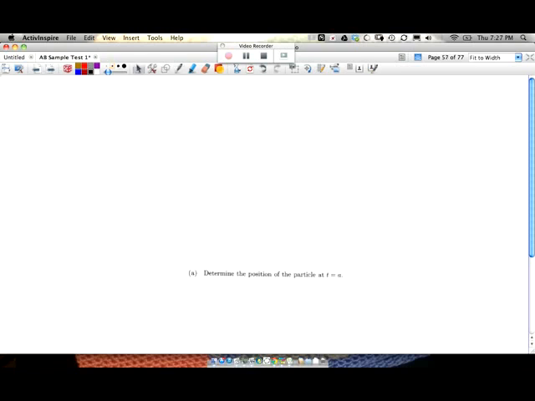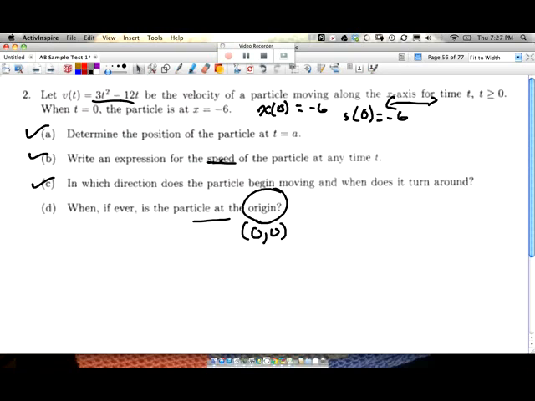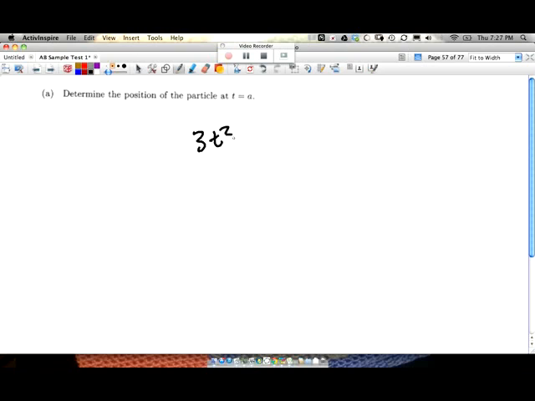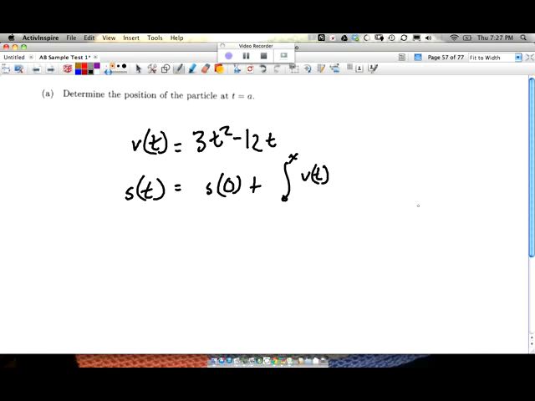Alright, let's start with A. Determine the position of the particle at t. To do this, I need to see what v of t is and the initial position. Okay, so v of t equals 3t squared minus 12t. And s of t, our original function you could say, is going to be s of 0 plus the integral from 0 to x of v of t. That's one way you could do it.